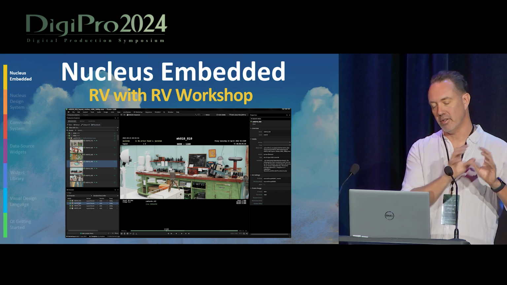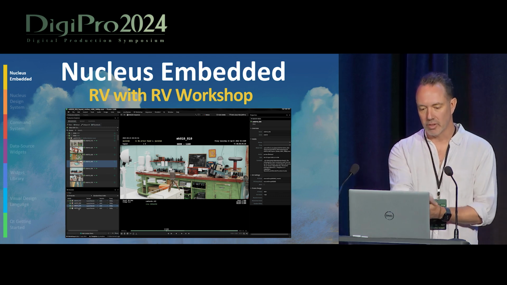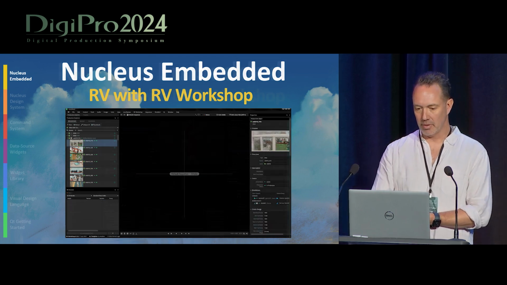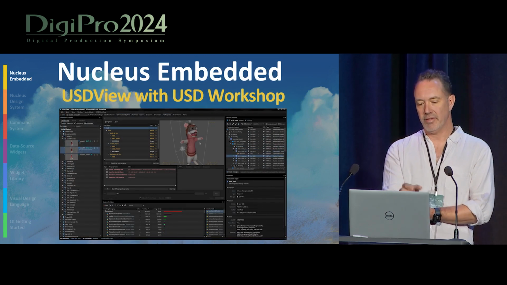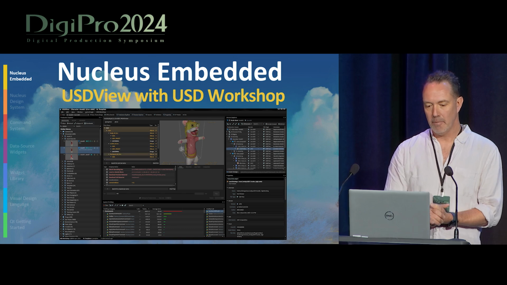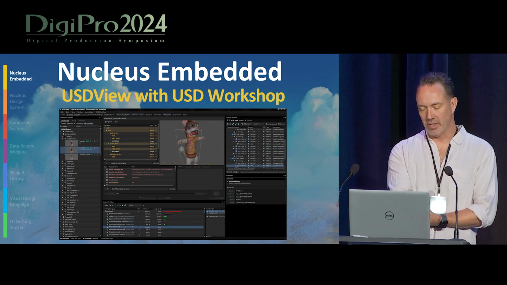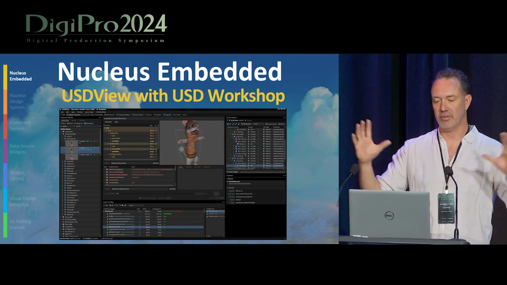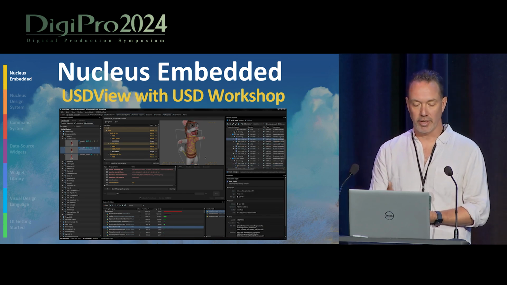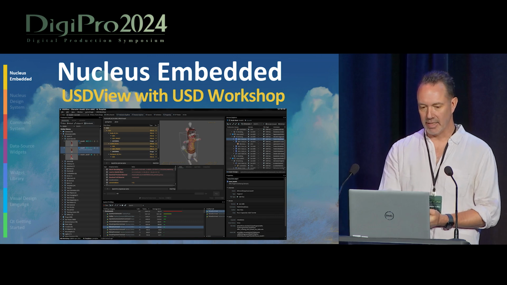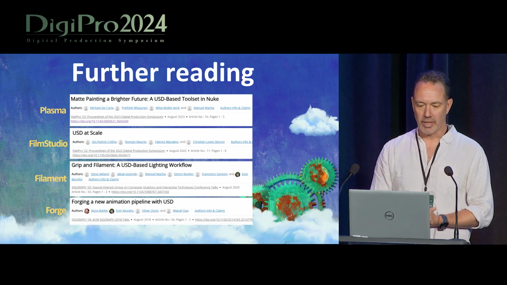The same components that we saw in Nuke and Plasma also appearing in RV and RV Workshop. USDView, again, another example where we've augmented it with the USD Workshop Nucleus application. And again, it's such a seamless fit, you can hardly tell where USDView stops and USD Workshop begins. So we're really happy with how Nucleus 2.0 with its embedding mode has been accepted by the community.